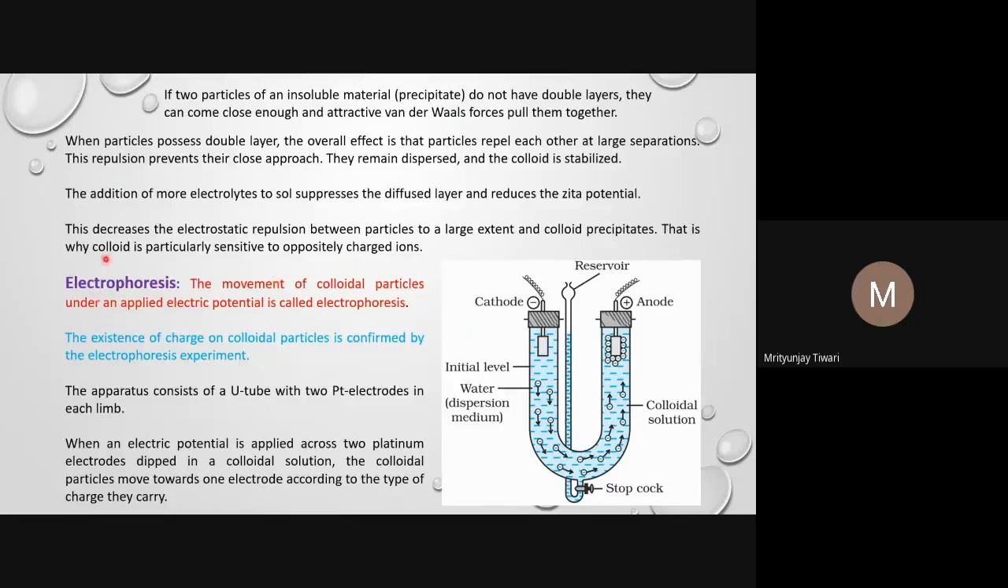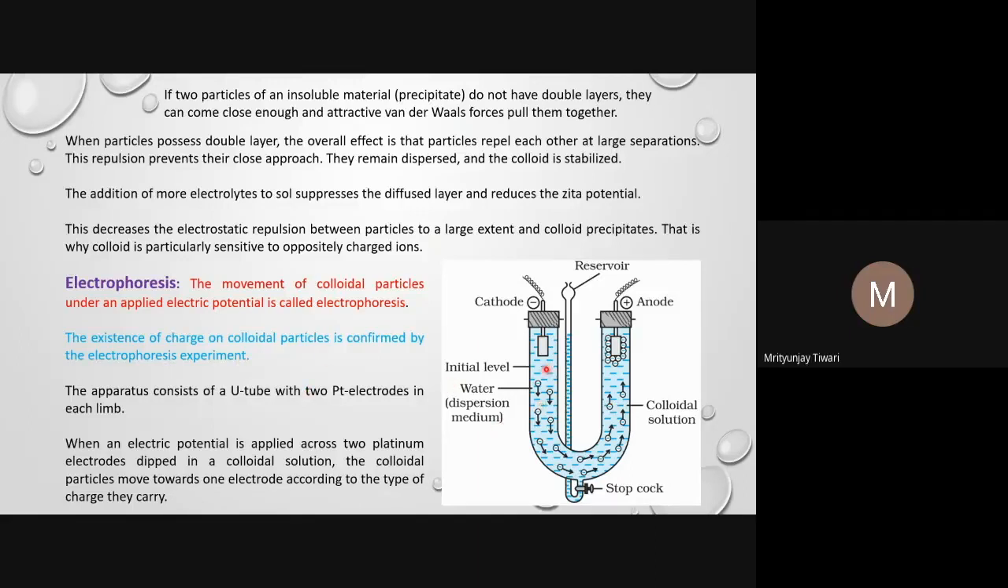Now let us talk about electrophoresis. Electrophoresis is the movement of colloidal particles under an applied electric potential. Under an applied electric potential or an electric field, the movement of a charged particle is called electrophoresis, and this charged particle in the case of a colloidal solution is the colloidal particle. And these colloidal particles do have certain charges, whether negative or positive.